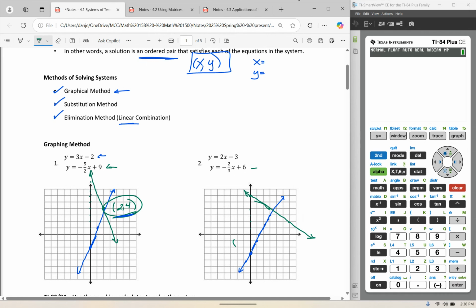Right away, we see that there's an issue here. The point of intersection that we're looking for is not apparently exactly on a point like number one, which was the point 2, 4. So this is a case where solving by graphing kind of breaks down.